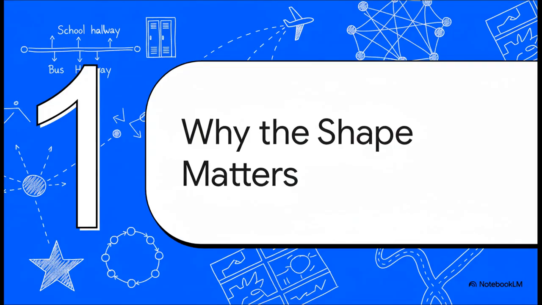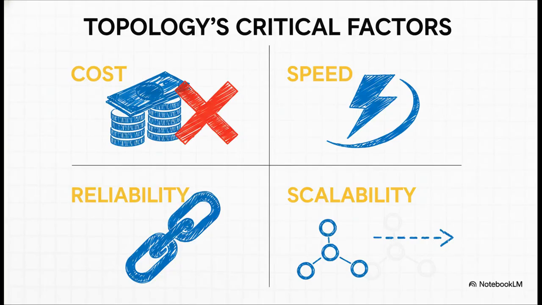But why should you care what the shape is? I mean, it's not just for looks. The layout you choose has massive, real-world consequences for how well your network is actually going to perform. It all comes down to a few really key things. The shape you pick directly impacts how much it's going to cost, how fast it'll be, how reliable it is, and how easy it's going to be to add more stuff to it later on. It's this constant balancing act between these four factors.